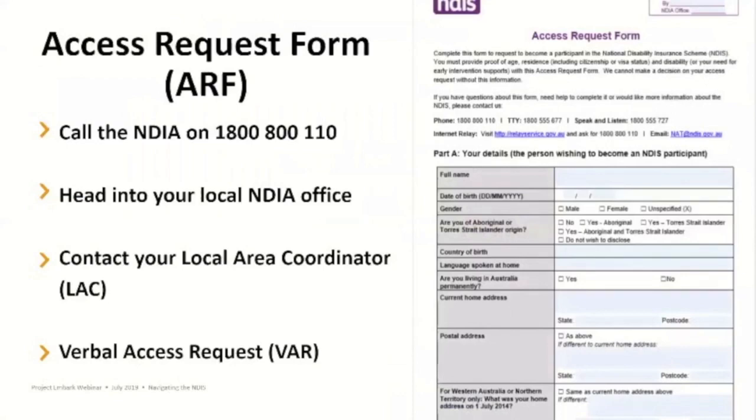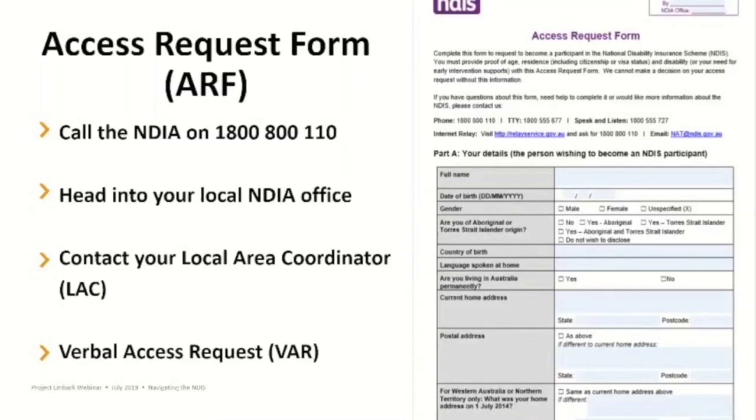The first barrier with the access request form is obtaining it. The primary way of getting it is to call the NDIA on the 1-800 number listed on the screen. If a person doesn't have access to a phone or experiences symptoms of their condition that prevent them from talking on the phone, then this can be almost impossible. You can also head into your local NDIA office to obtain the access request form or visit your local area coordinator. Another option is to make a verbal access request.